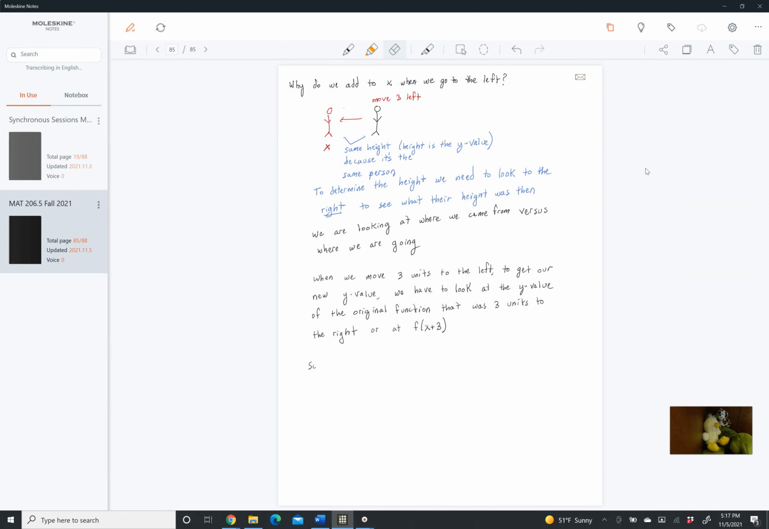Okay, so when we go to the left, we add, and when we go to the right, and going to the right is the same thing.